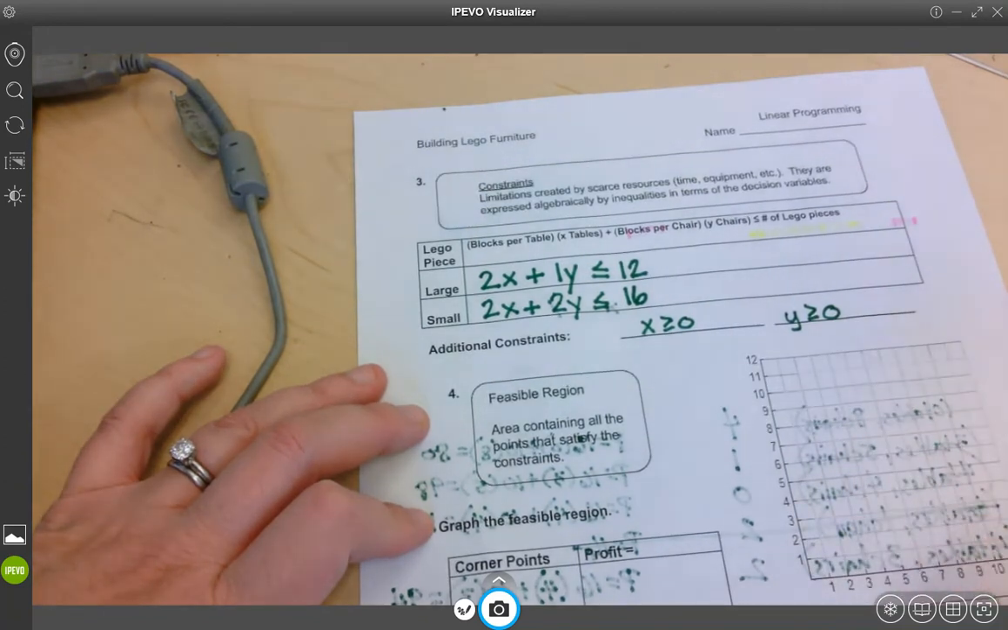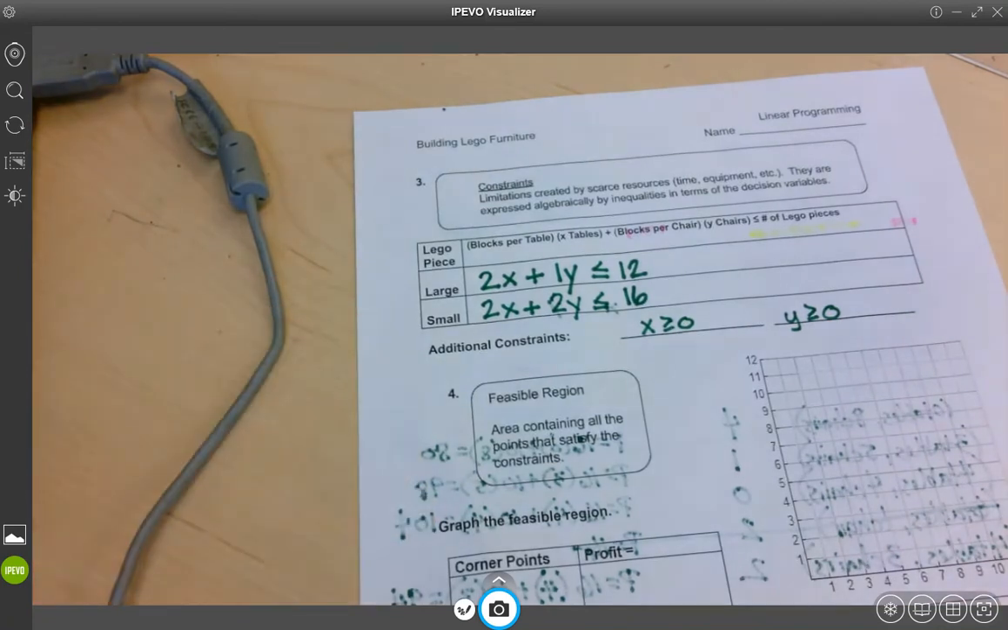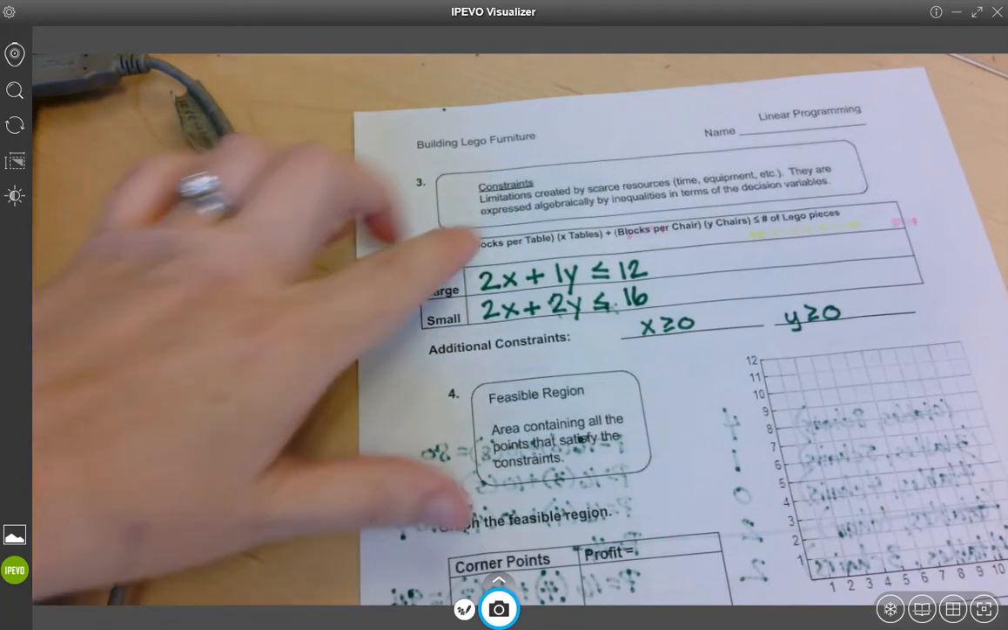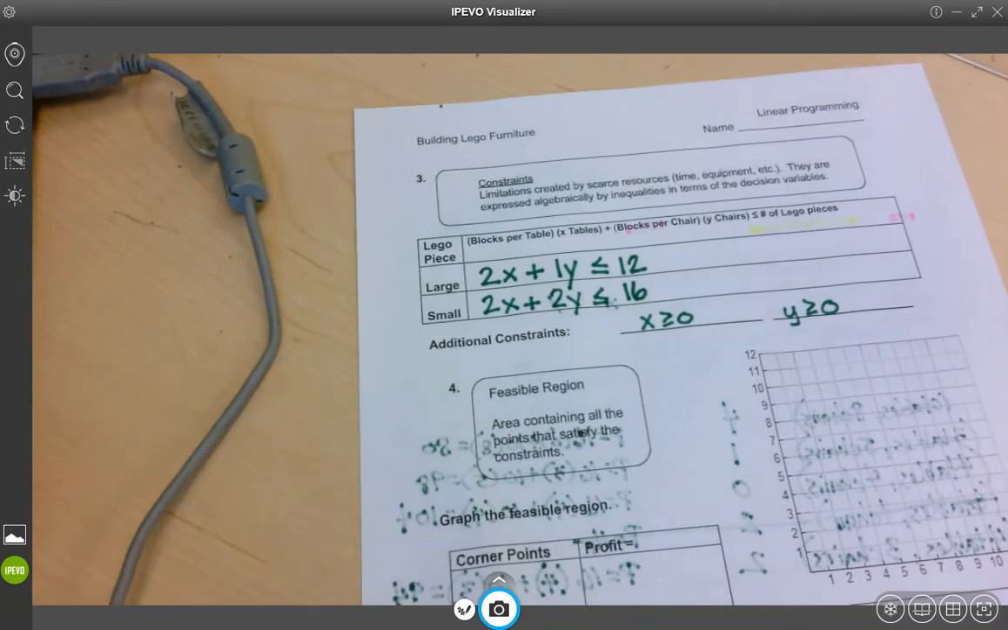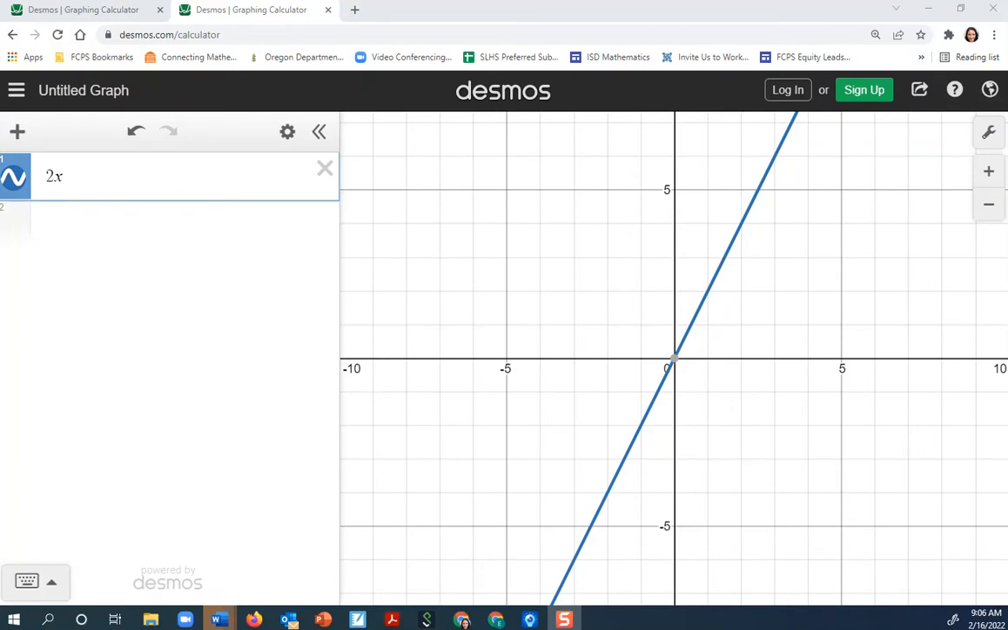Since I used pen, mine's kind of a mess. But we're going to also do this in Desmos, okay? So let's go to Desmos and let's graph these 4 inequalities. If you don't have that on your paper yet, please get that right now and then open up Desmos.